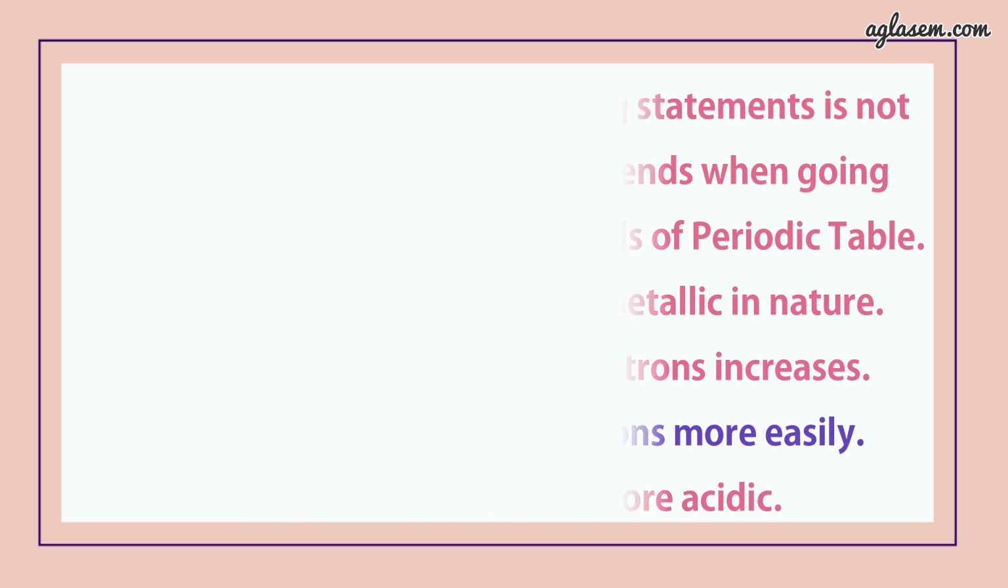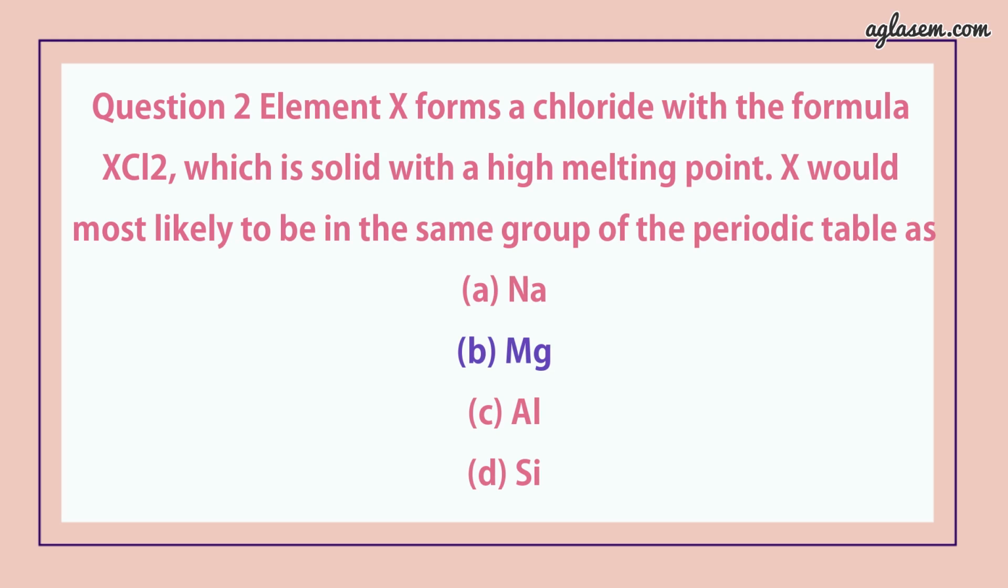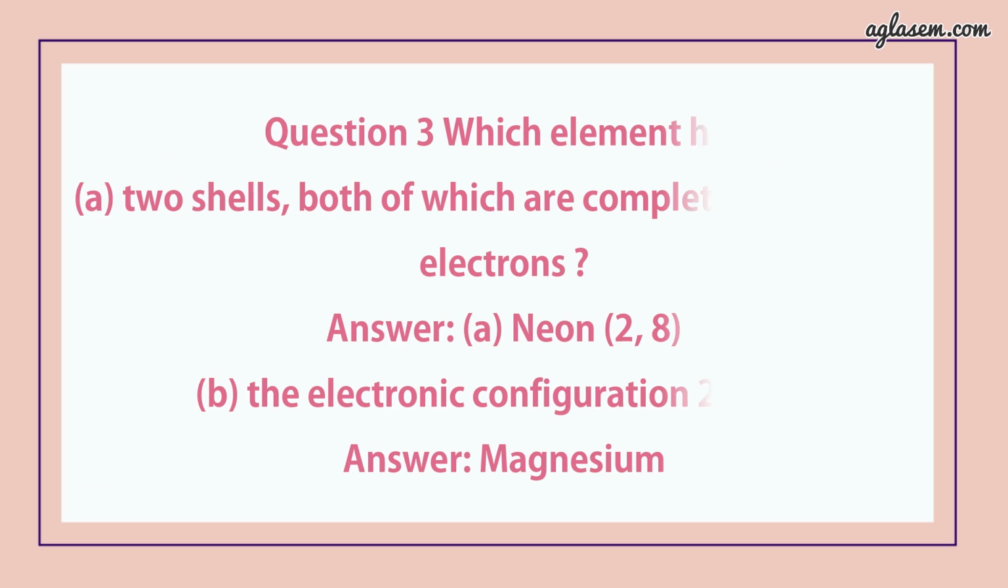Further, question number 2 says, element X forms a chloride with the formula XCl2, which is a solid with a high melting point. X would most likely be in the same group of the periodic table as: answer is B, that is Mg. Further, question number 3 says, which element has: part 1, two shells, both of which are completely filled with electrons. Answer is neon, that is 2 and 8.